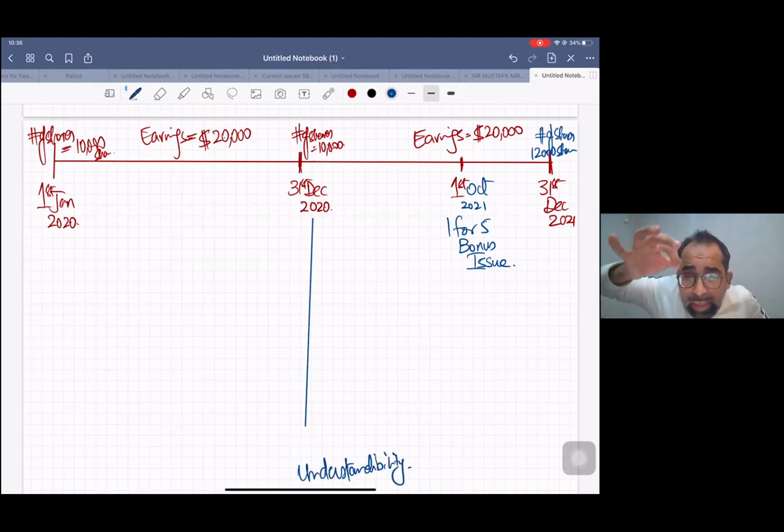Understandability means that when an accountant prepares a financial statement, it should be understandable enough that a common man with some knowledge of accounting and business can easily understand it. It should not be so difficult that only a chartered accountant understands the financial statement. This is what understandability is.